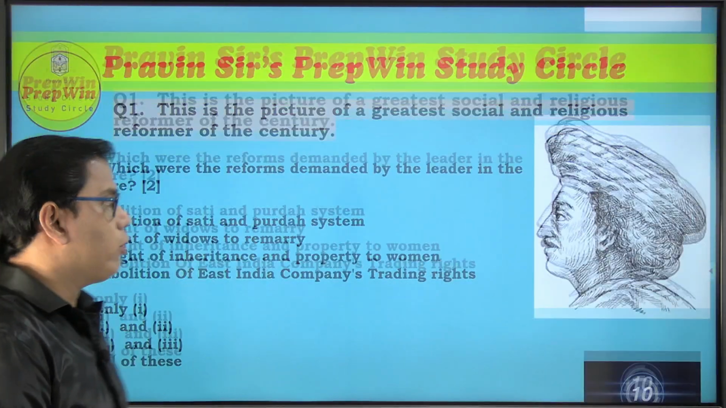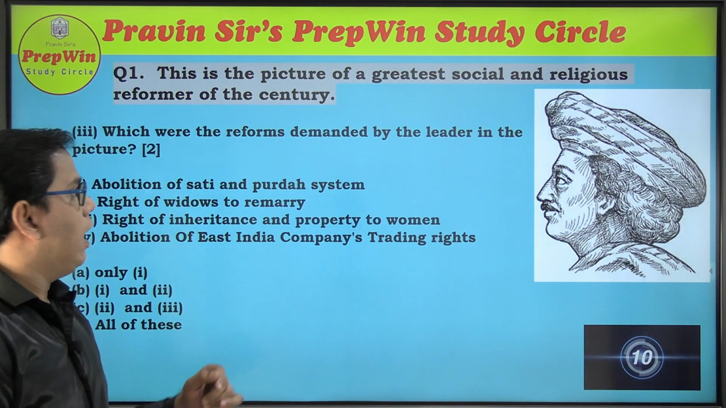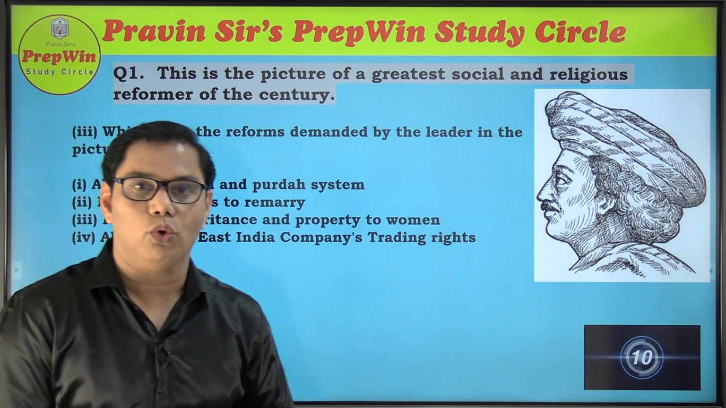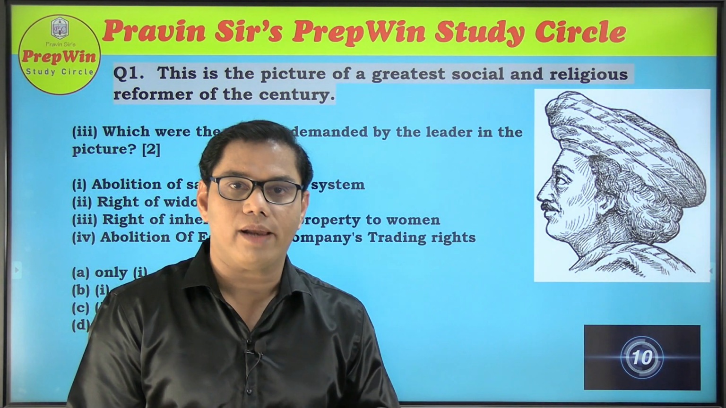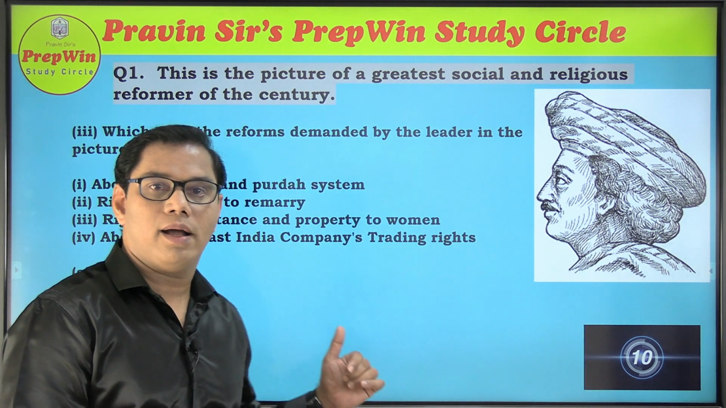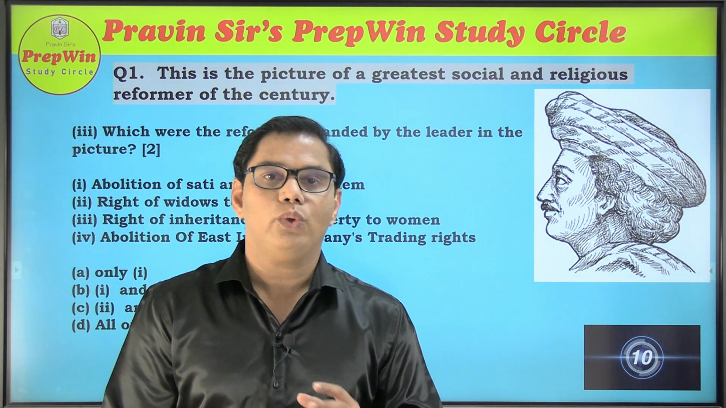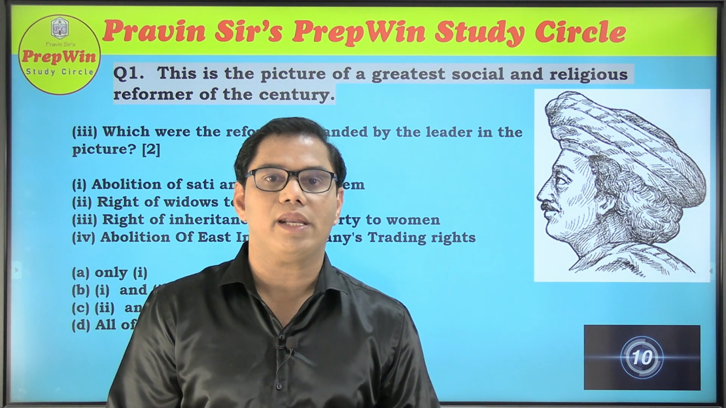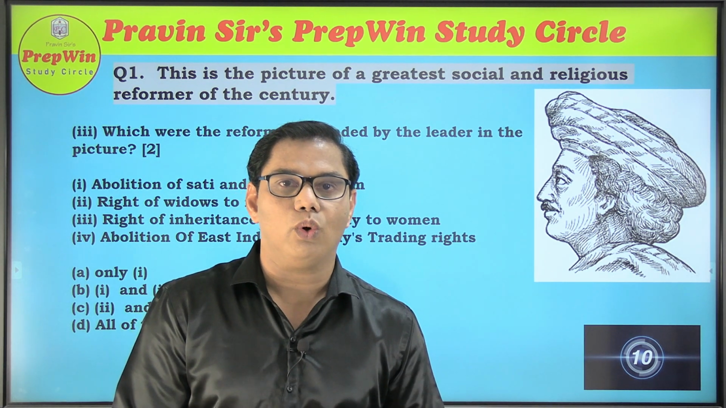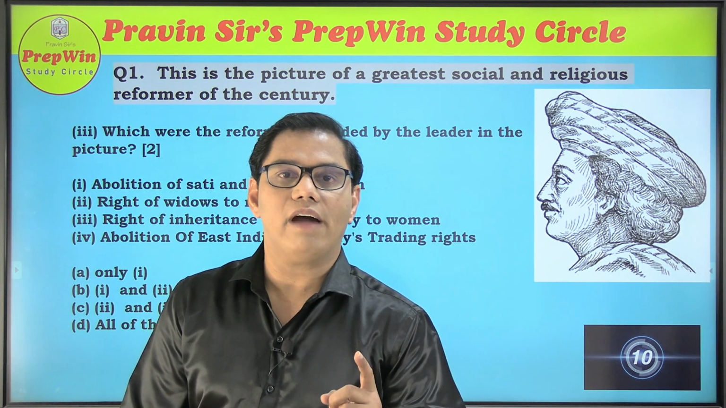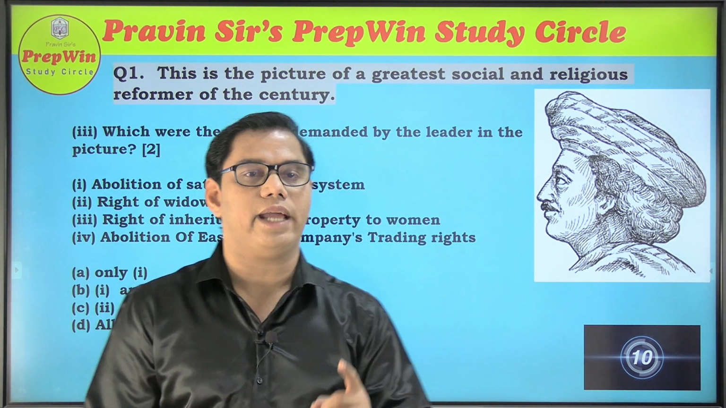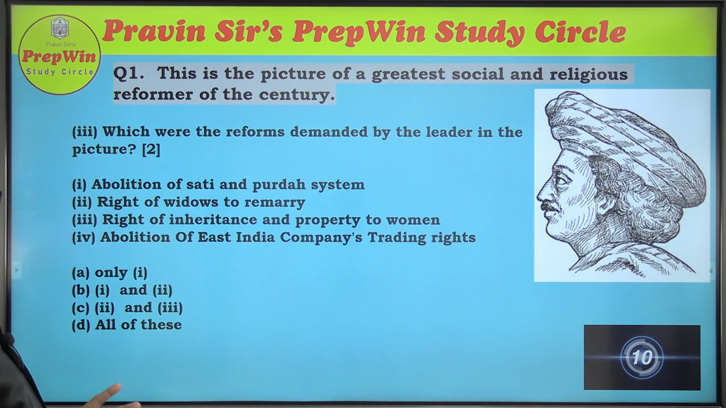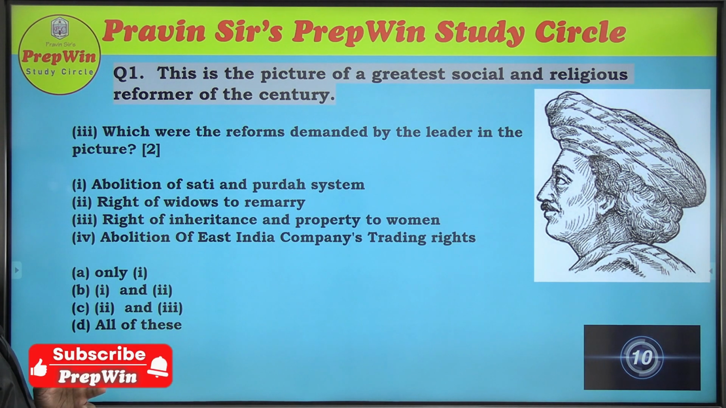Let's move on to next question, that is question number 3. And this question is going to be for 2 marks. First question was for 1 mark, second question was also for 1 mark, and this question is for 2 marks. You get a picture based question in your examination for 4 marks, and there are 2 questions, so these are 8 marks, and we have to stamp our authority on these 8 marks. So here is question number 3. Which were the reforms demanded by the leader in the picture? It is a 2 mark question, so yes, it's going to be a tricky question.